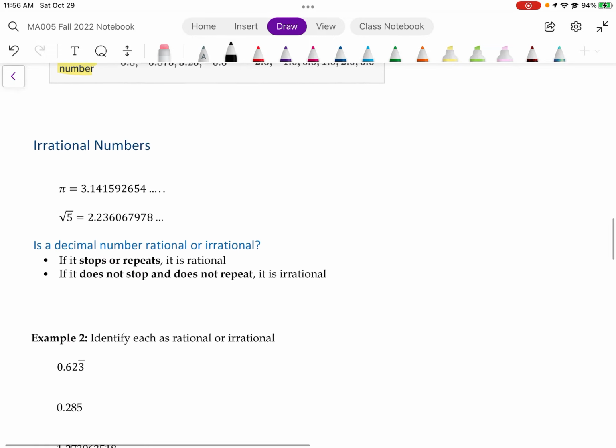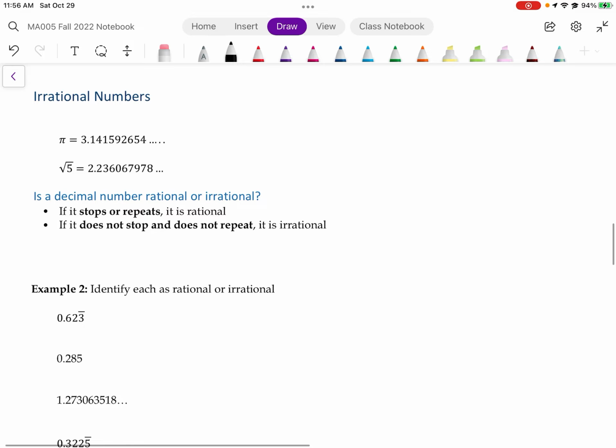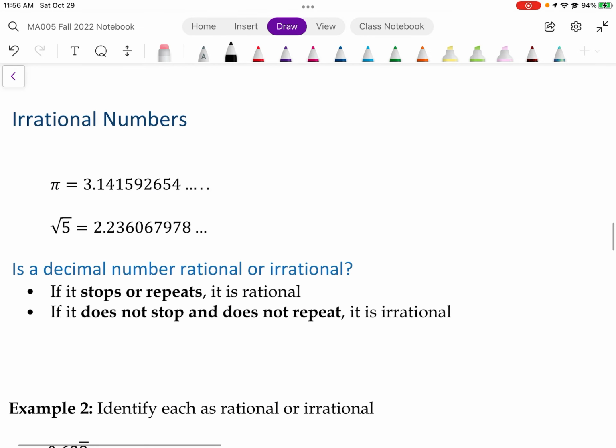All right, so irrational numbers. Irrational numbers are things like pi, 3.141592654, and so on and so on. It never repeats, and it goes on forever and ever. The square root of 5 is not a perfect square, and if you put it in your calculator, it looks like it ends, but it doesn't. It goes on forever and ever.